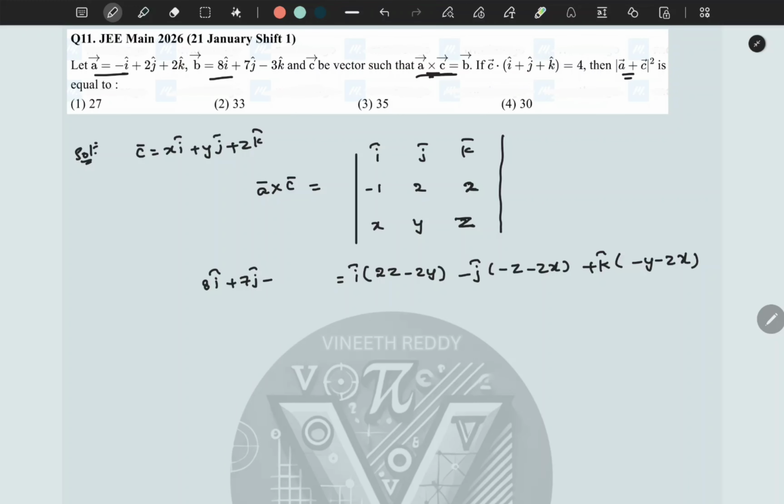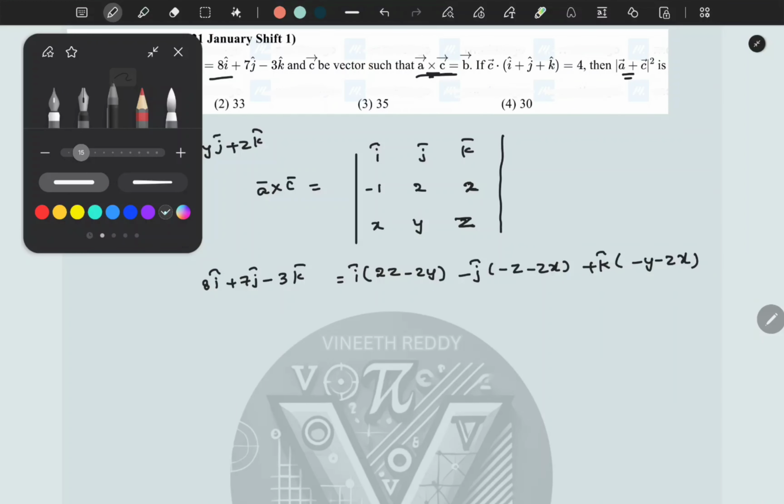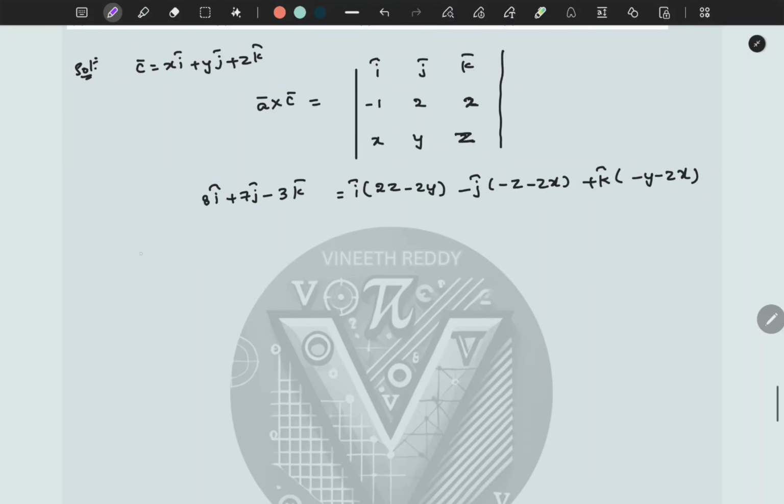8i cap plus 7j cap minus 3k cap. So these two are vectors. So by condition of equality, the coefficients of i, j and k should be equal on both sides. So we can say 8 is equal to 2z minus 2y, and we can say 7 is equal to z plus 2x, and we can say minus 3 is equal to minus 5 minus 2x, right? Or we can say 3 is equal to y plus 2x, correct?